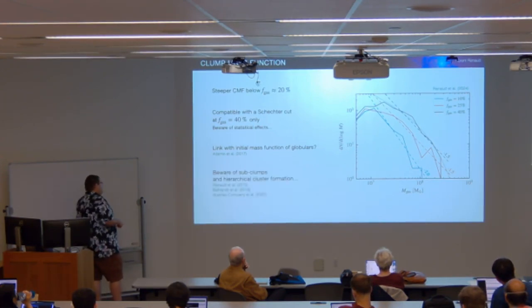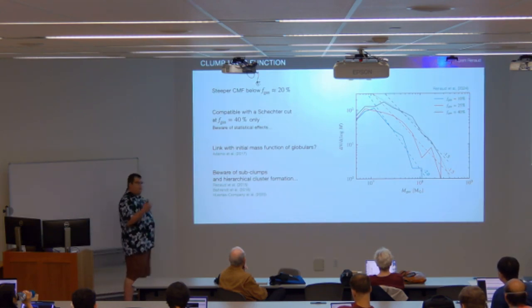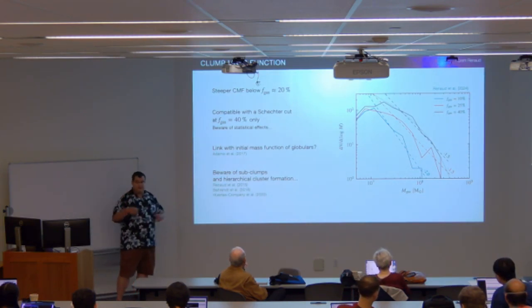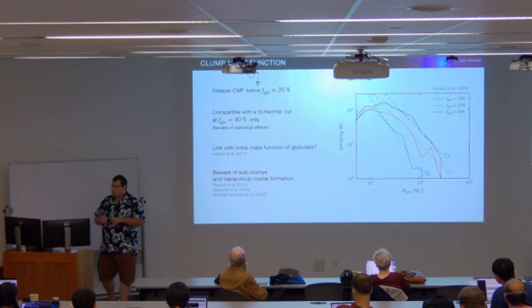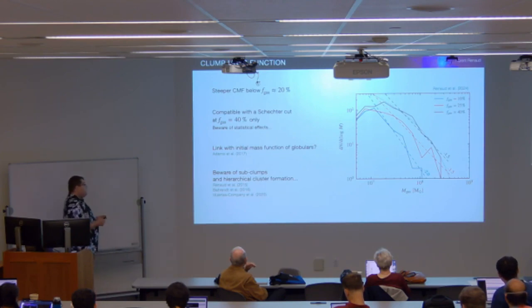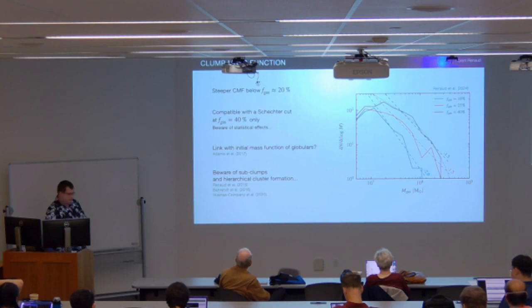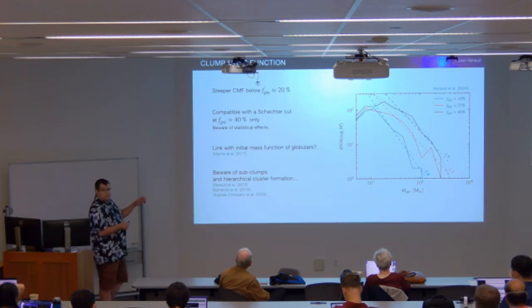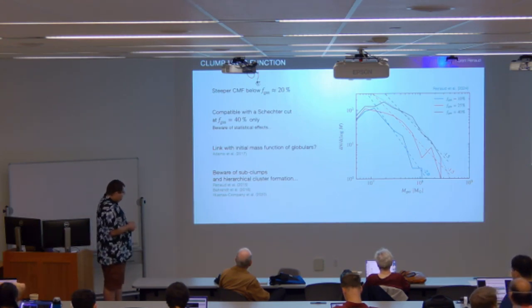On top of that, you have to be careful about subclumps. The interstellar medium is hierarchical, and you could have subclusters that form in different parts of your massive clumps, merge together, pollute each other, etc. All this is probably much more messy than what the simulations can capture. So I will not say much more about that.